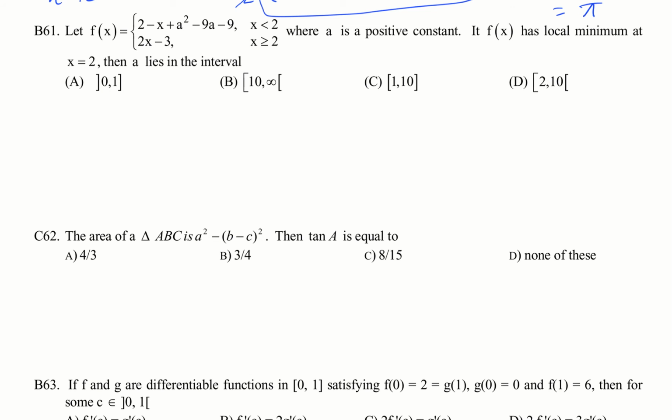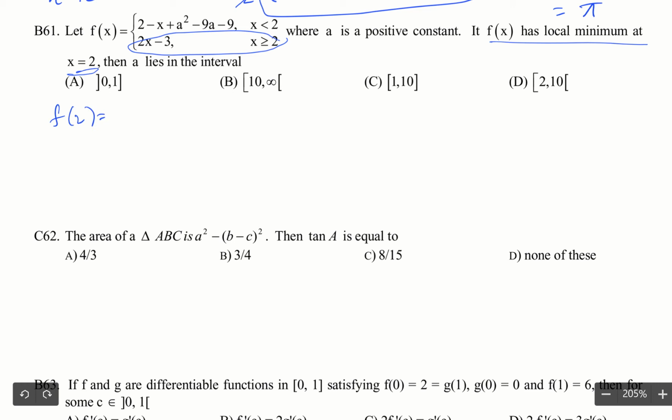See, in 61st problem, we have to find the value of a. Find the value of a such that f(x) has local minimum at x equal to 2. You can see that from this I have f of 2 value. What is f of 2? F of 2 is 1.